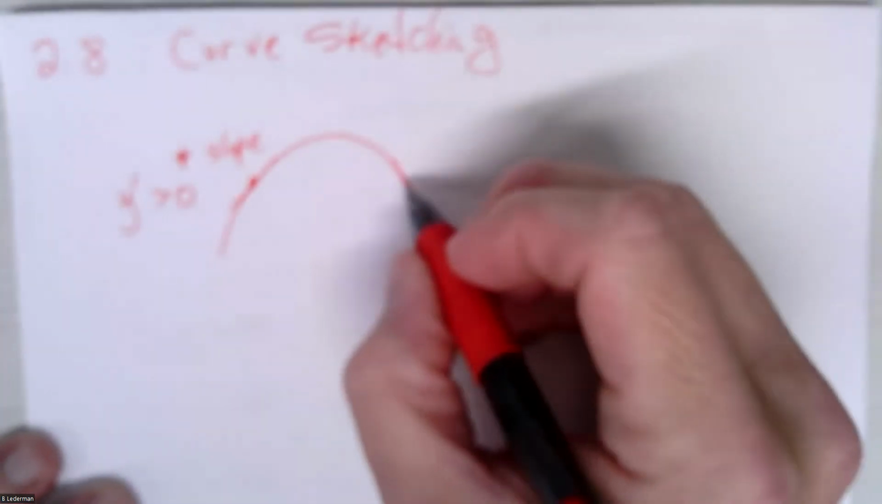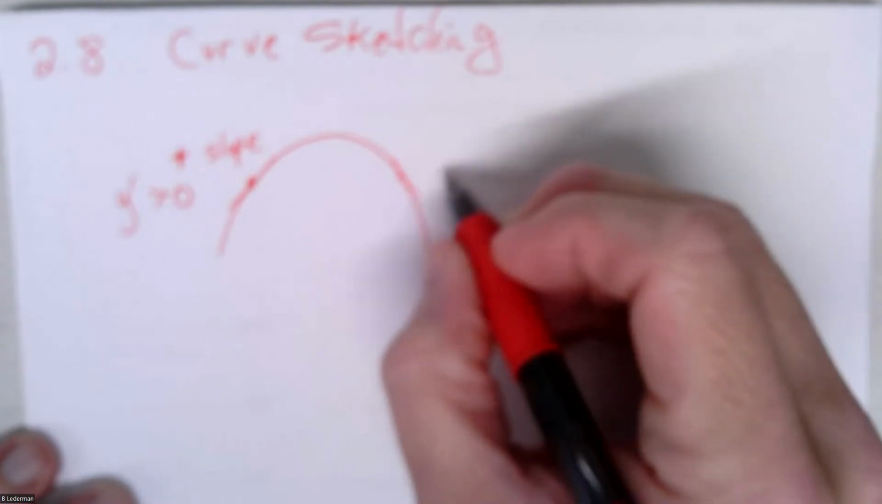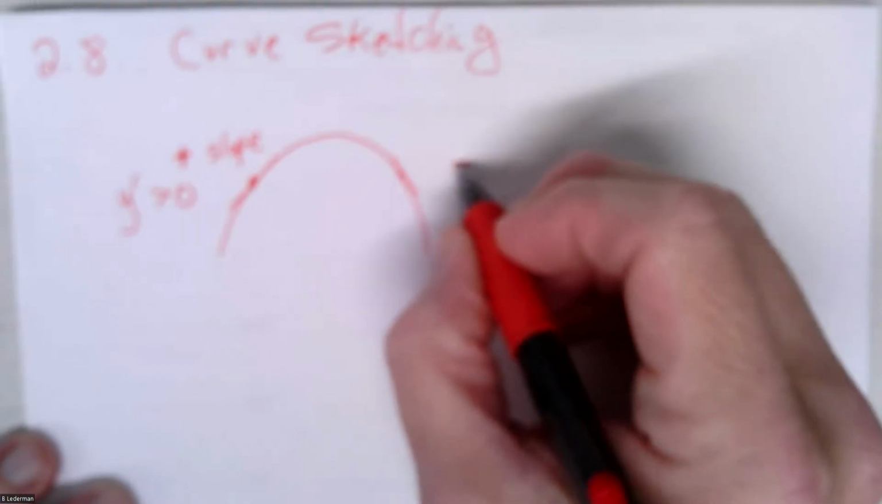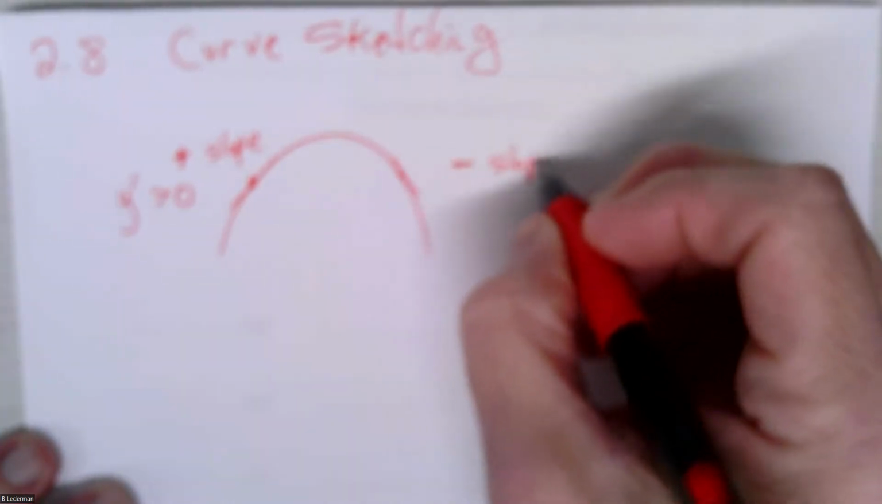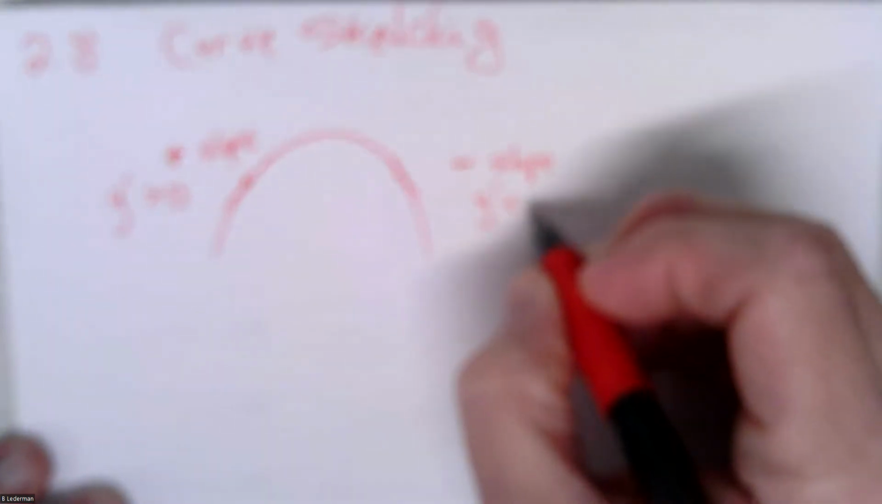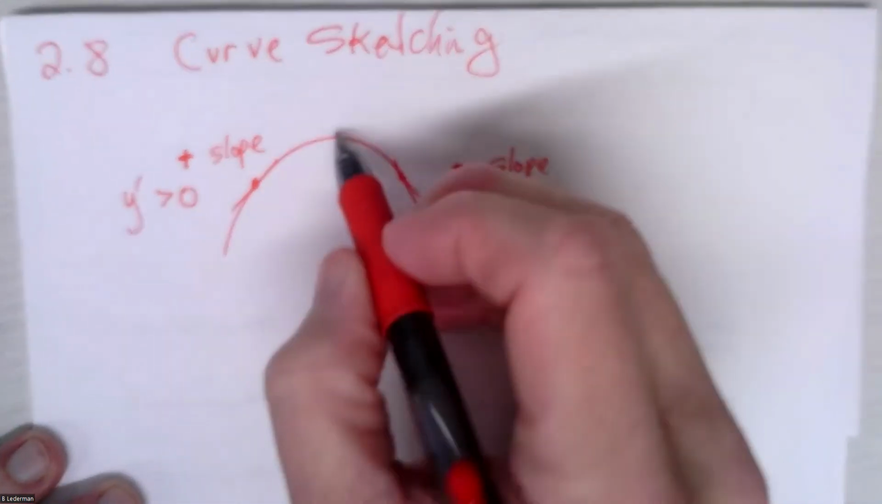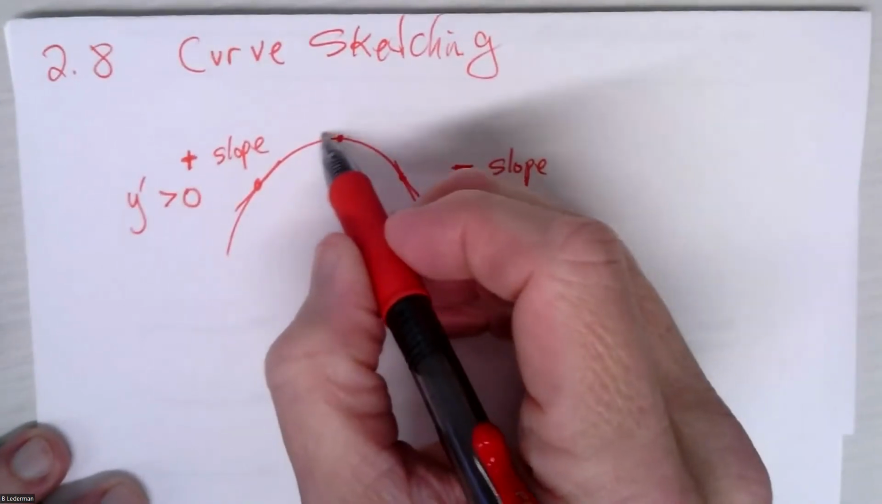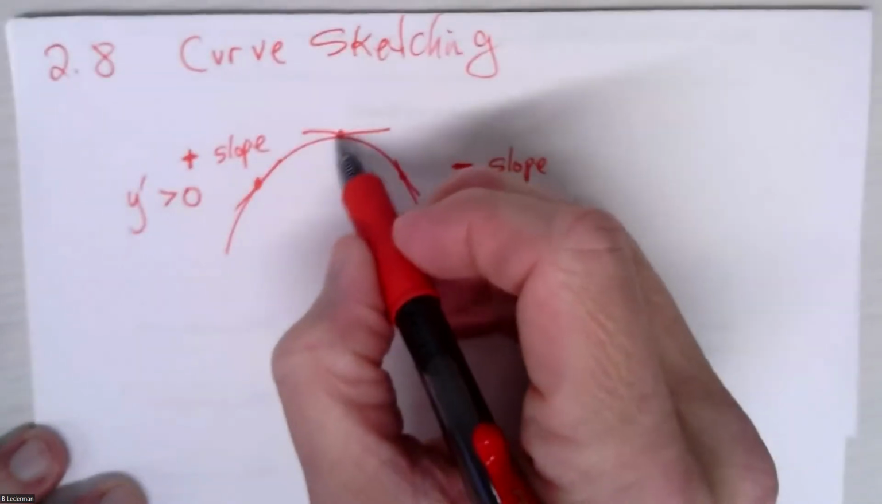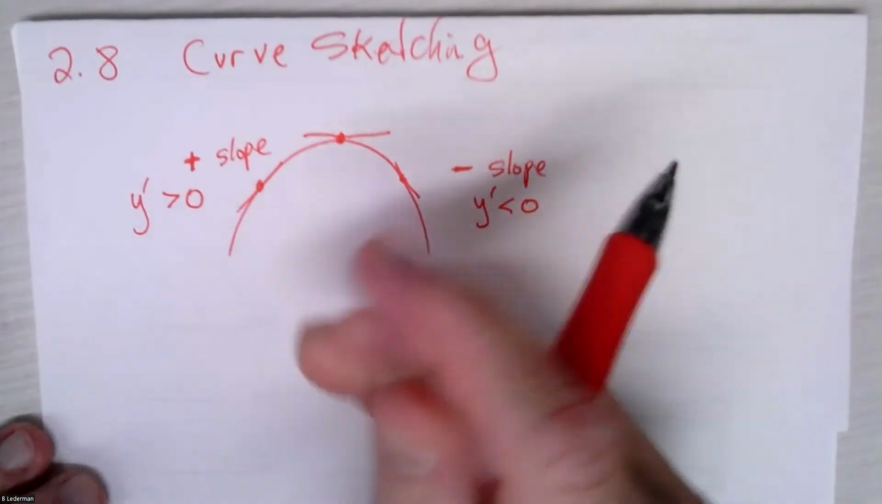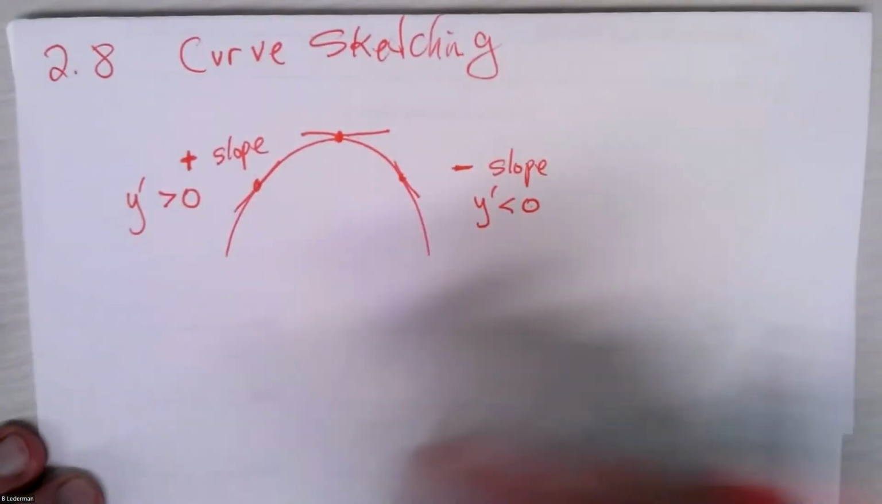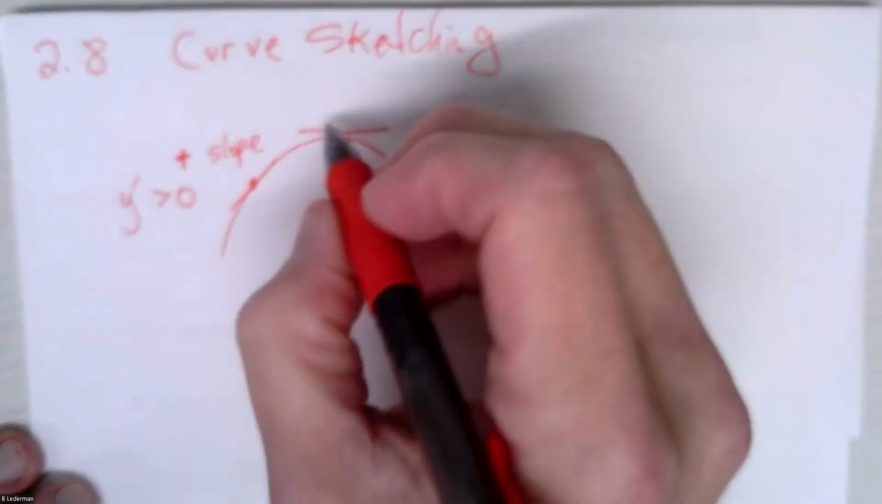And on this side, if I draw a tangent, they have a negative slope, which means that y prime on this side of the curve is less than 0. It's negative. And where does it switch? It switches on the tippy top. If it's a smooth, continuous, fully differentiable function, then y prime is going to equal 0 up here.